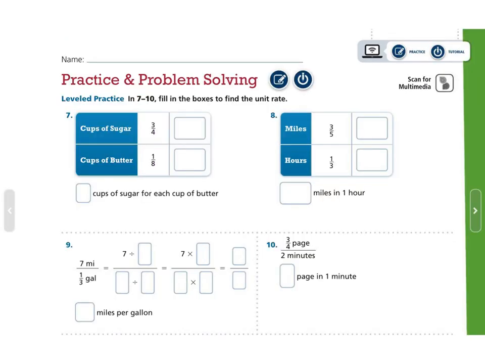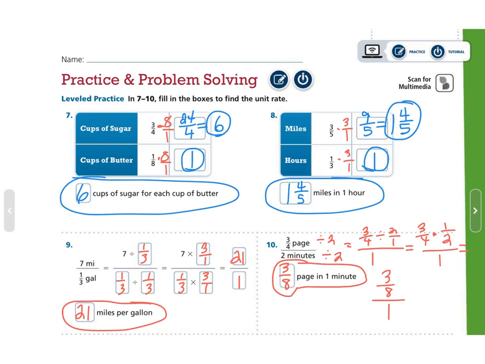All right, go ahead and try 7, 8, 9, and 10 on your practice and problem solving page, just those 4, and then come back and check your answers, and then I'll give you your assignment. All right, go ahead and take a few minutes, check your answers, and pause the video while you do that, and then we'll be ready to go on to the last one.